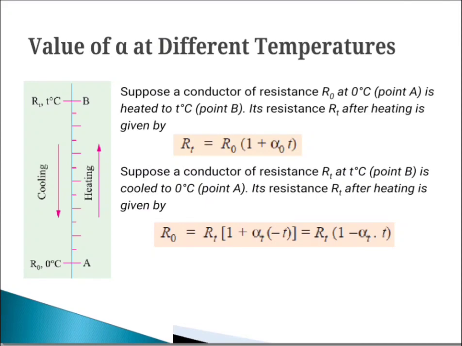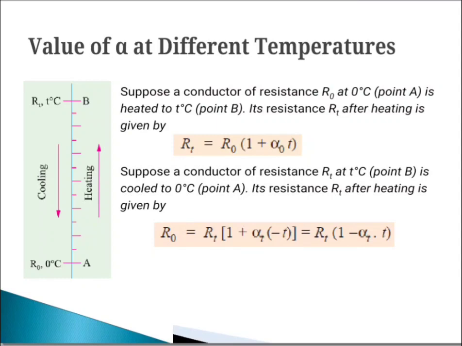Now to find the values of alpha at different temperatures. For that purpose, consider a conductor of resistance R0 at 0 degree Celsius heated to t degree Celsius. Its resistance Rt after heating is given by R of t is equal to R0 bracket of 1 plus alpha 0 into t. This is the value of resistance Rt at t degree Celsius temperature.